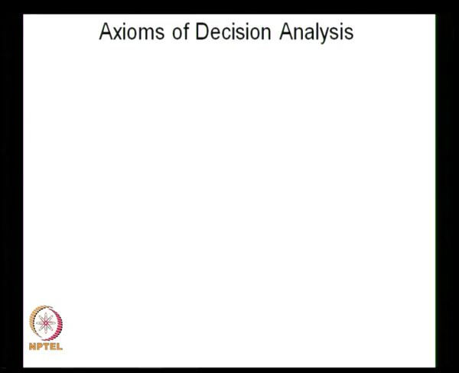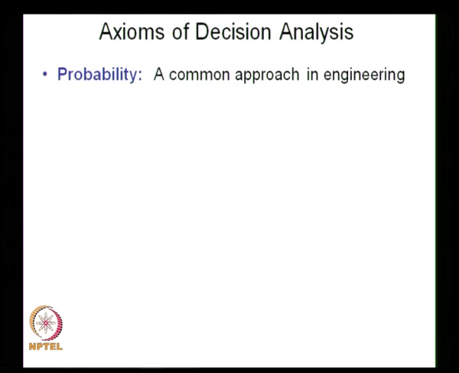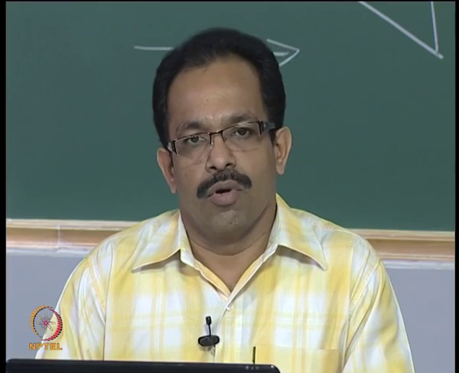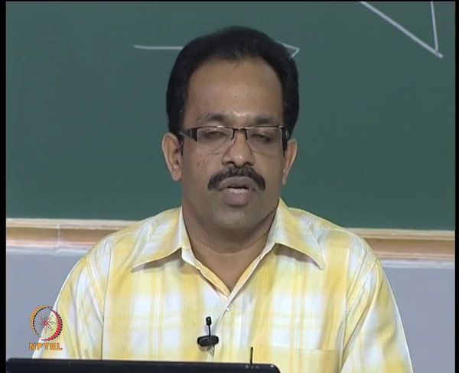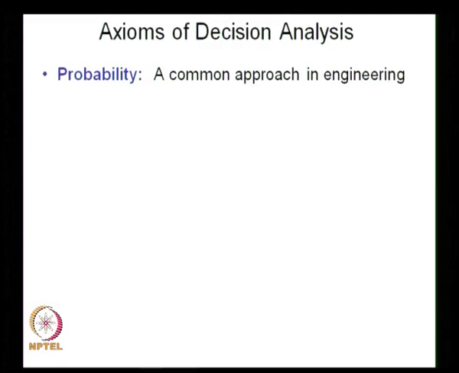And then coming to the decision analysis, there are various axioms. As you can see here, the various axioms used in decision analysis, one of the most important axioms is probability. As we know, there is a lot of uncertainty, so we need to use probability methods to find out or to quantify the decisions or quantify those situations. So that is a common approach in engineering used for analysis.